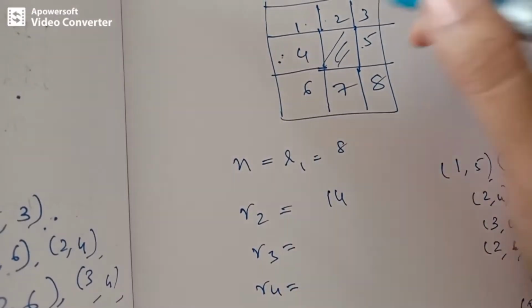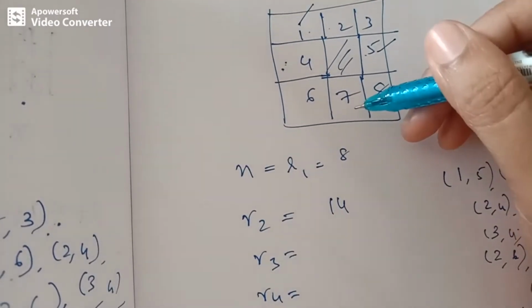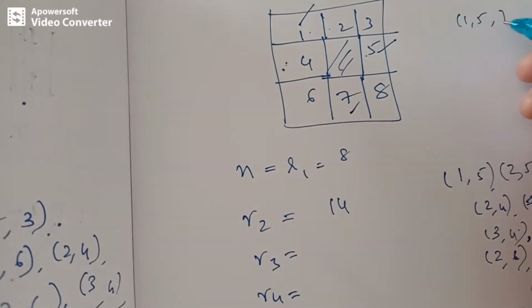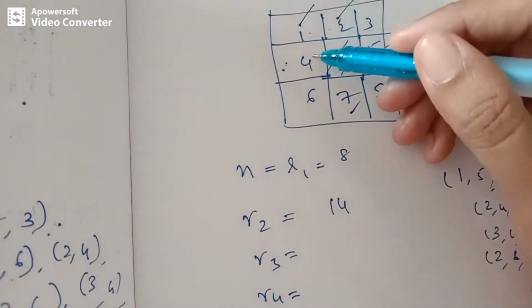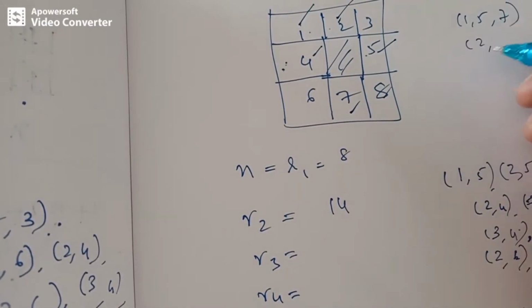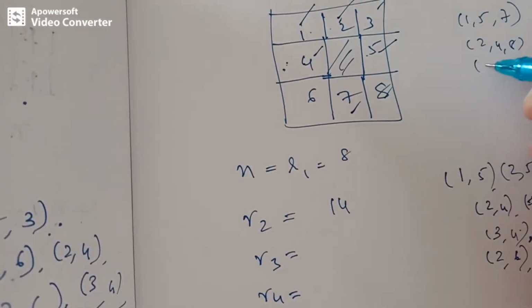Next, let's find R3. We can have the triple: the first pawn can be placed here, the second pawn here, the third pawn here. That is, we can have 1, 5, 7. The second option is 2, 4 and 8. Correct, 2, 4 and 8 is possible. Likewise 3, 4 and 7 is possible.